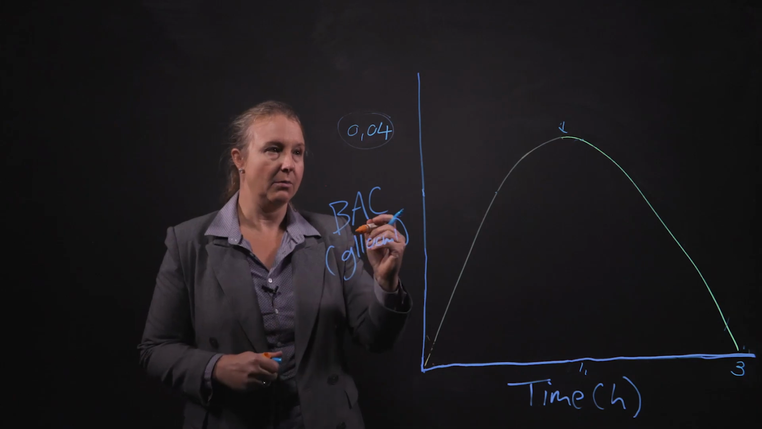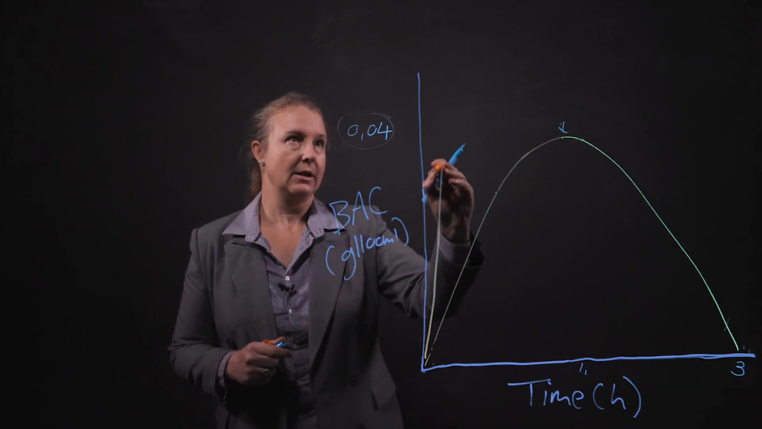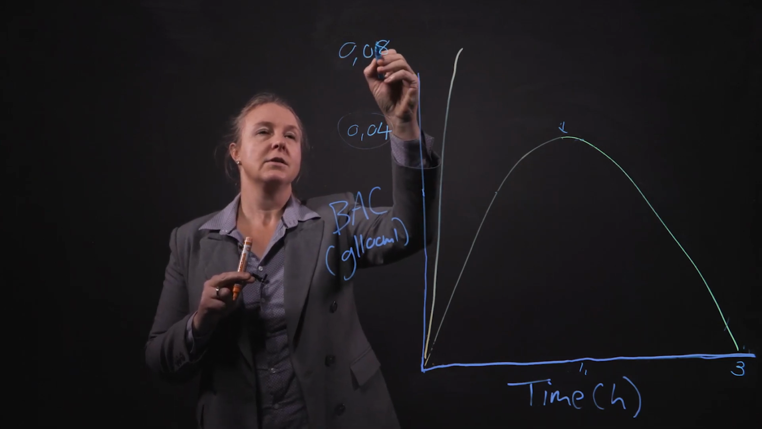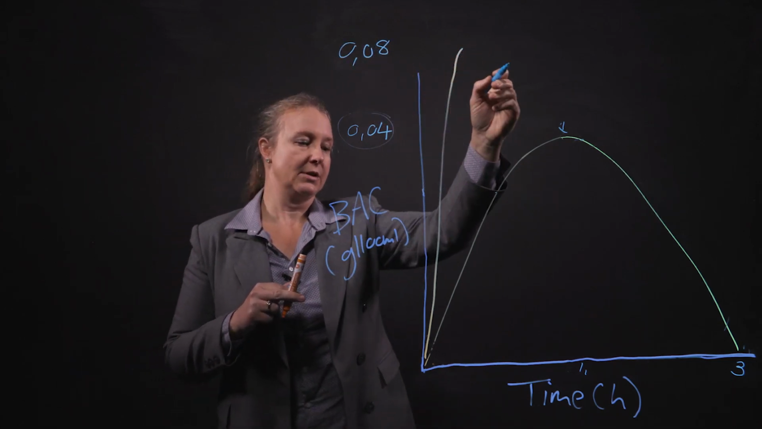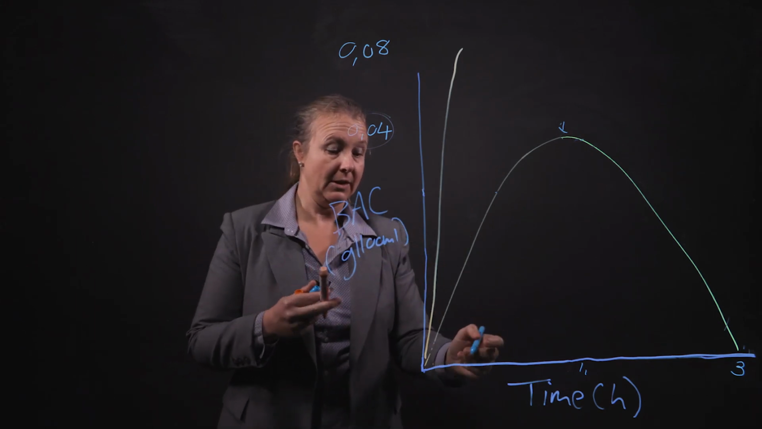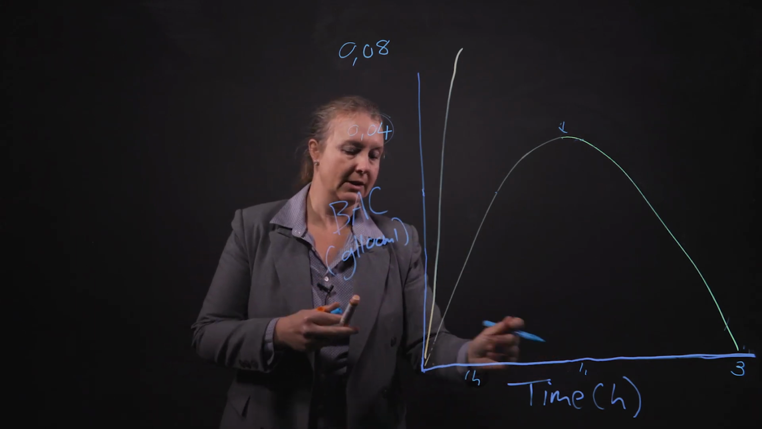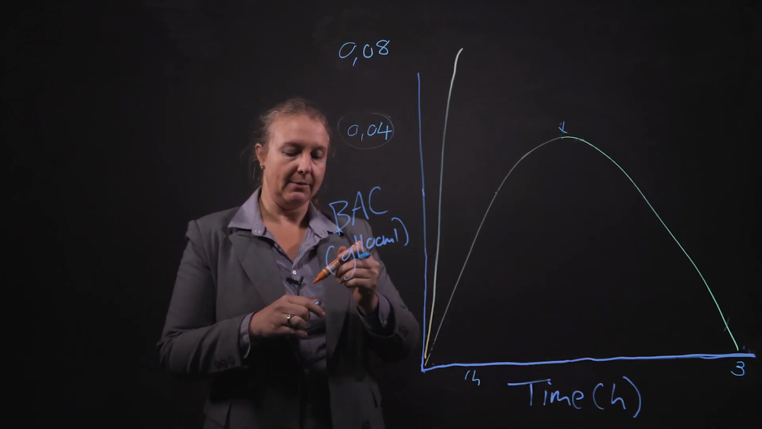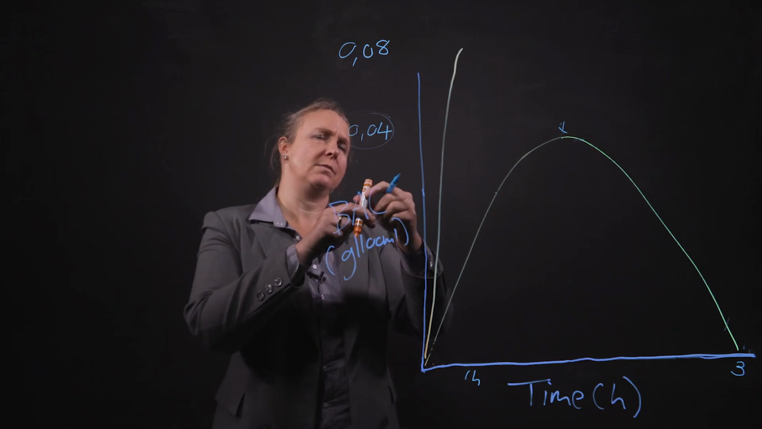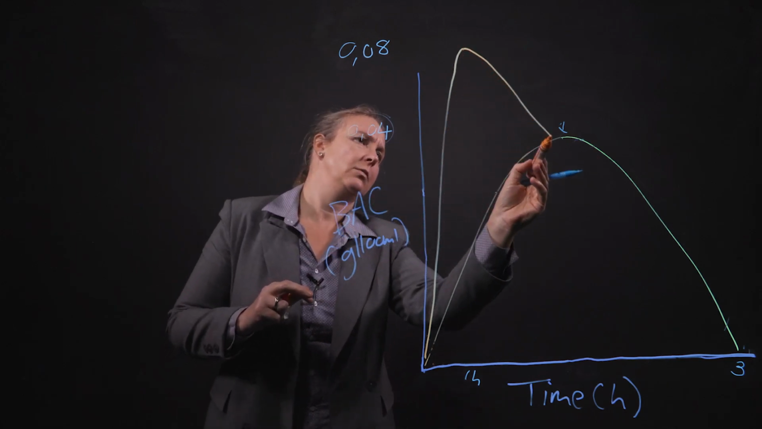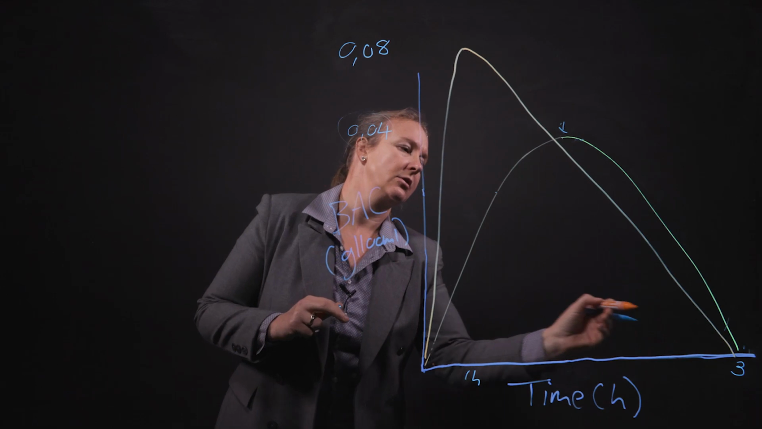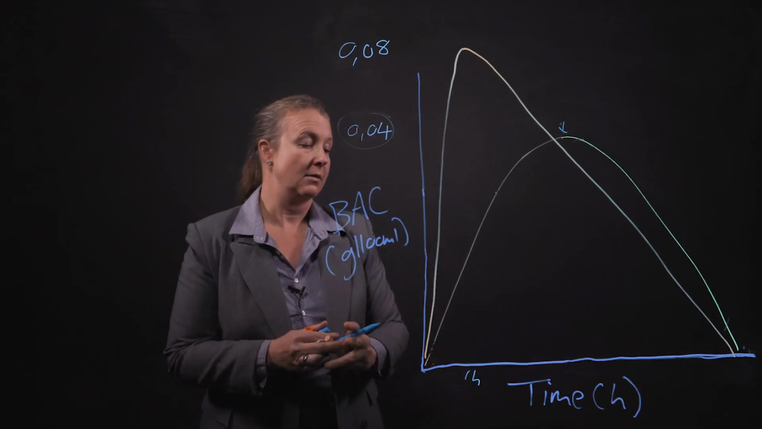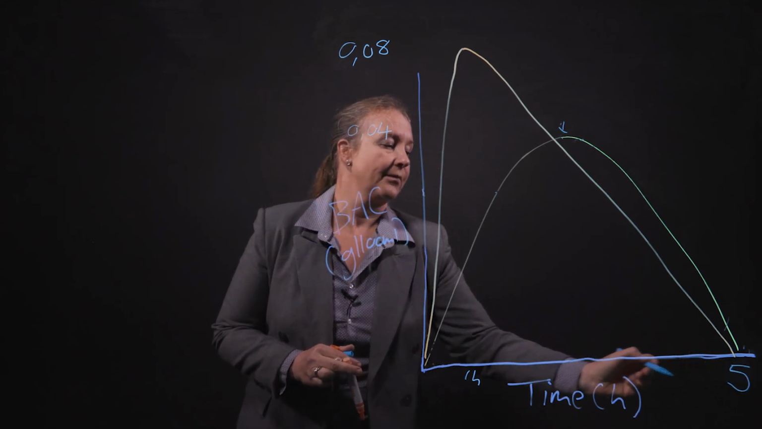Now let's take, for example, a higher peak. Let's say it went to 0.08, theoretically. So to eliminate that, even if the peak was after 30 minutes or an hour, it would still only be eliminated at a constant rate, which means it would take at least 4 hours for it to be eliminated. So that would only be eliminated out of the system at 5 hours.